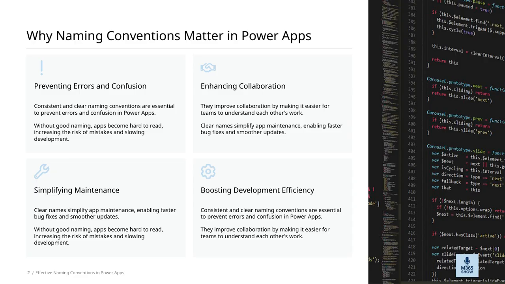When names are descriptive and consistent, maintaining the app becomes much simpler. This means faster bug fixes and smoother updates, saving us time and frustration. On the other hand, without good naming, our apps become cluttered and hard to read, which increases the risk of mistakes and slows down the entire development process. So, by adopting effective naming conventions, we're not just making our apps more organized, we're also making collaboration smoother and development more efficient. It's really about setting ourselves up for success with clear, understandable, and maintainable Power Apps.